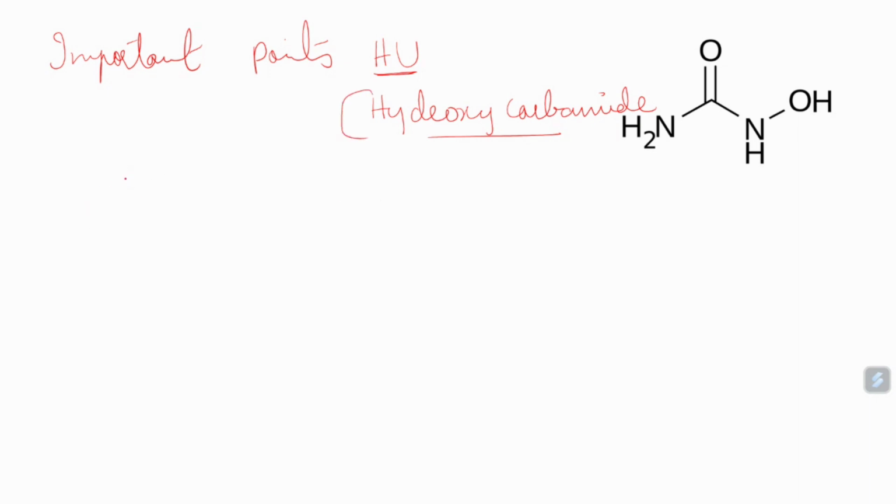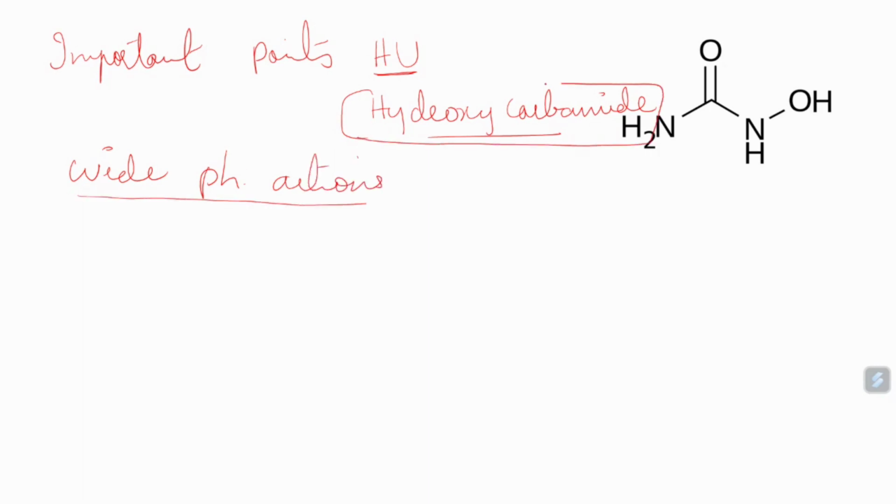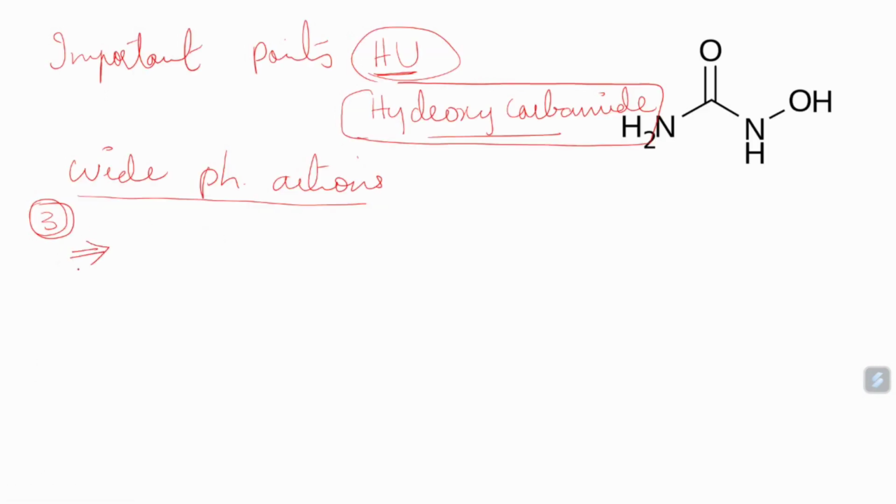Hydroxyurea has diverse biological effects. It has a wide variety of pharmacological actions. In that, always remember, hydroxyurea has three main pharmacological actions. Always remember these three main pharmacological actions of hydroxyurea. The first important pharmacological action is that it has anti-leukemic action. That's why it is mainly used for leukemia. Very, very important point.